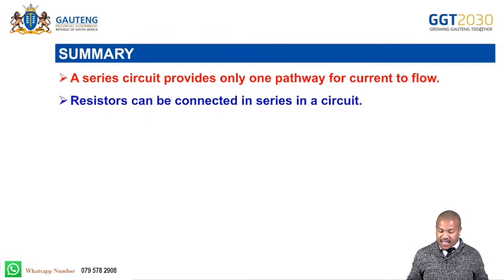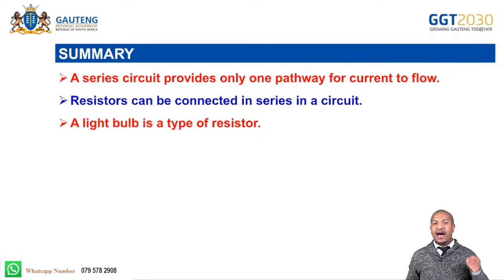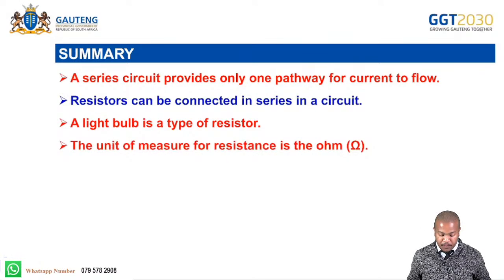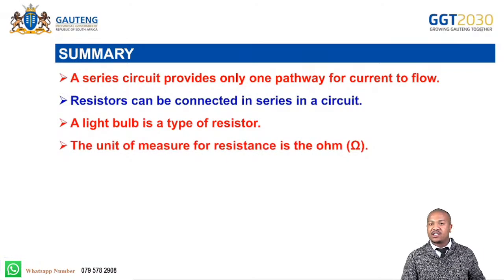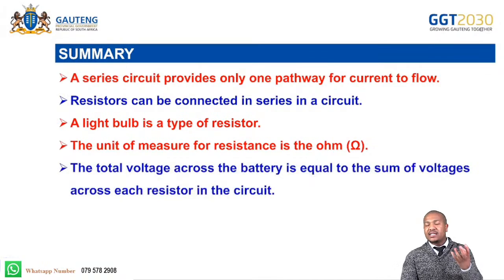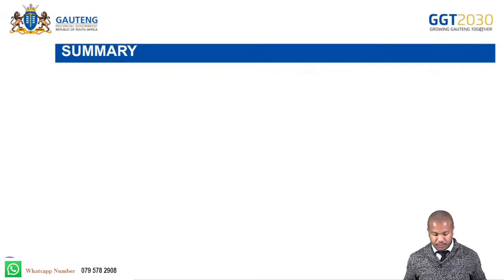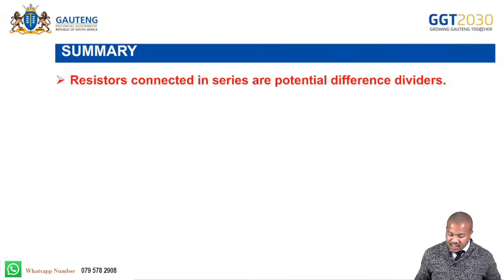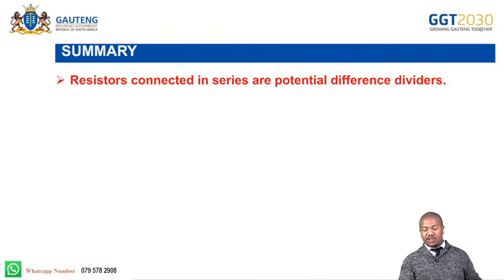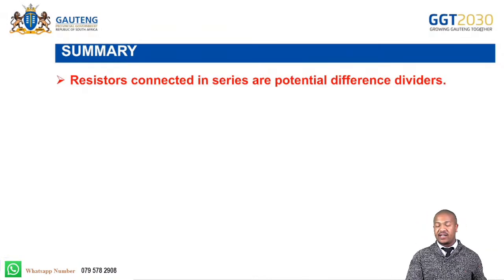So also resistors can be connected in series in a circuit, right? A light bulb is a type of resistor, for example, and the unit of measurement for resistance, just a reminder, is ohms, right? And we said that the total voltage across the battery in a series circuit is equal to the sum of voltages across each resistor in the circuit. Are we together?